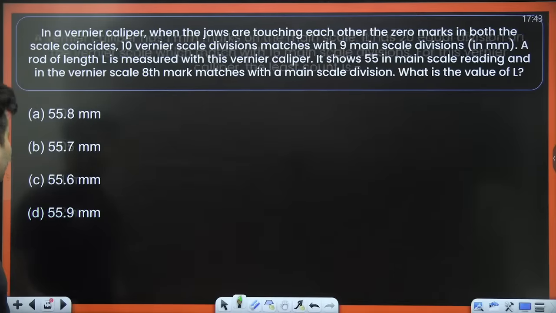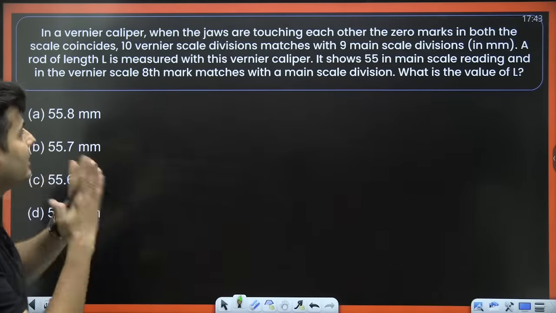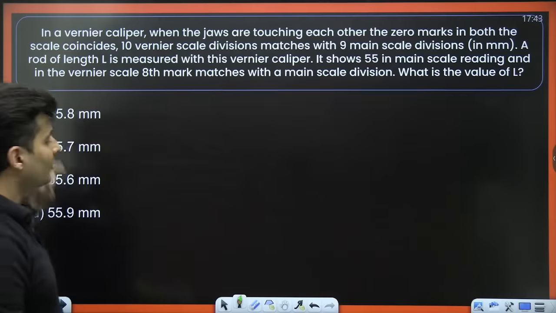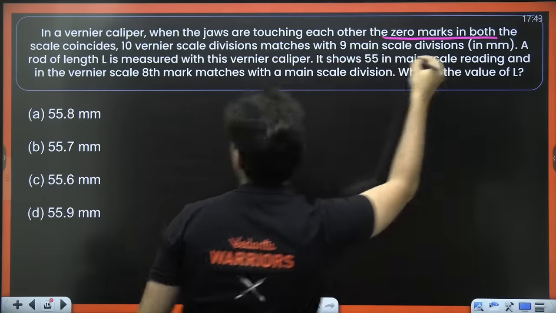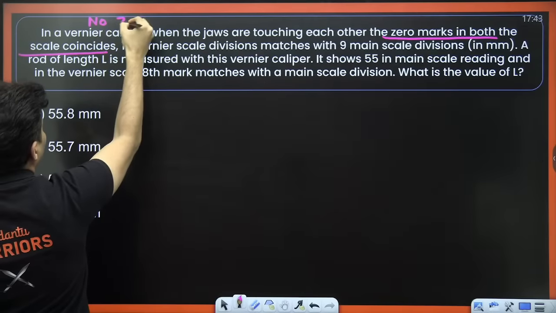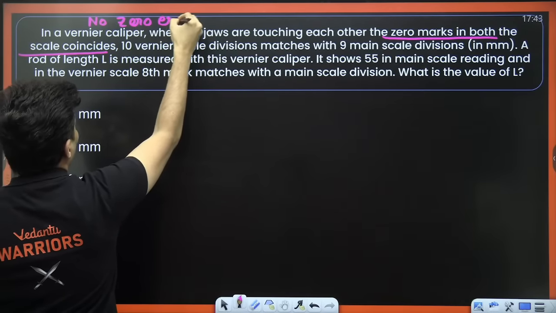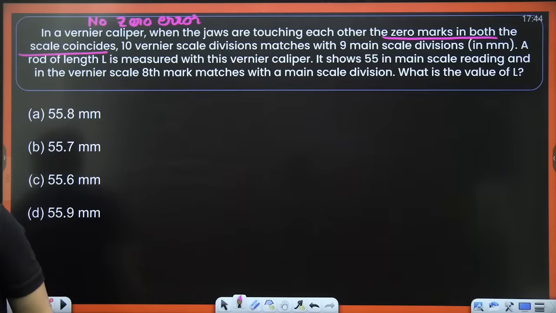Moving on to the next question. In a vernier caliper, when the jaws touch each other, the zero mark coincides. If this is given, what does it mean? The zero marks in both the scales coincide means what? There is no zero error, my dear warriors. Is that right? Very nice.